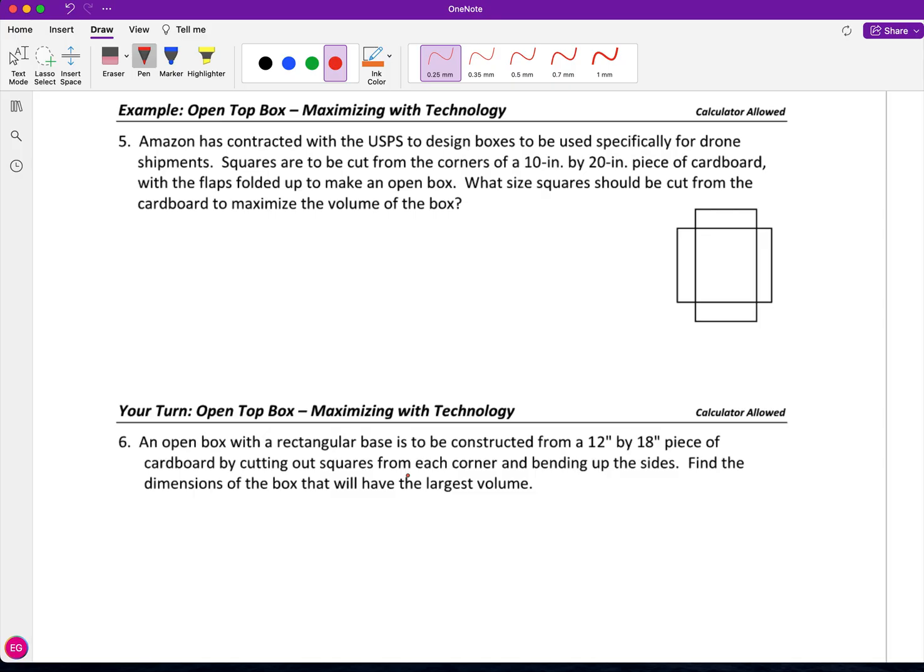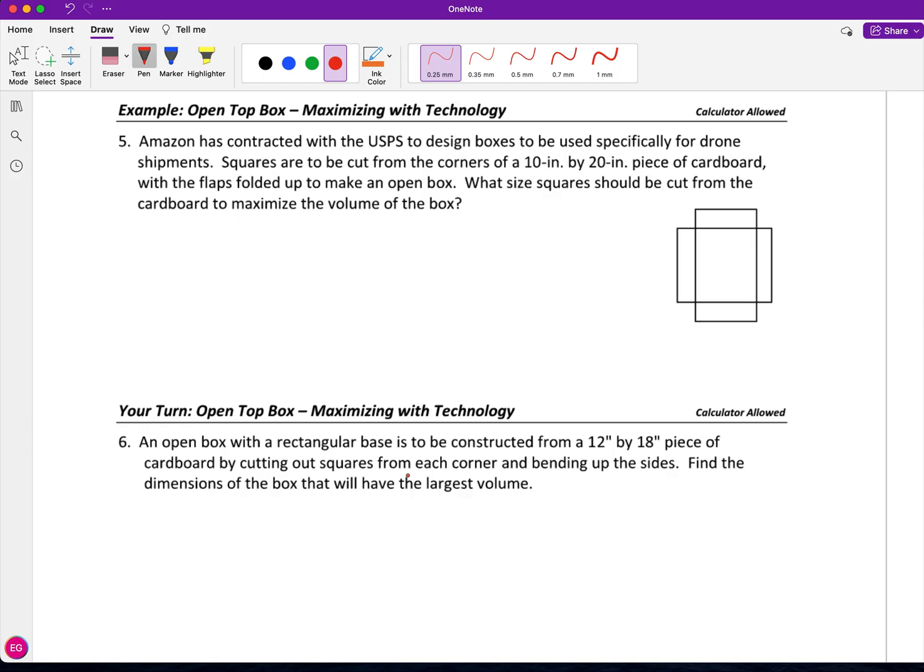Here's the next type. Open top box. This time we're going to have a different setup. So before we were given what the volume was and what the size of the squares were. And so that's a little bit easier than what we're about to do. So this one says Amazon's contracted with the USPS to try to design some boxes that are going to be used for fancy dancy drone shipments.